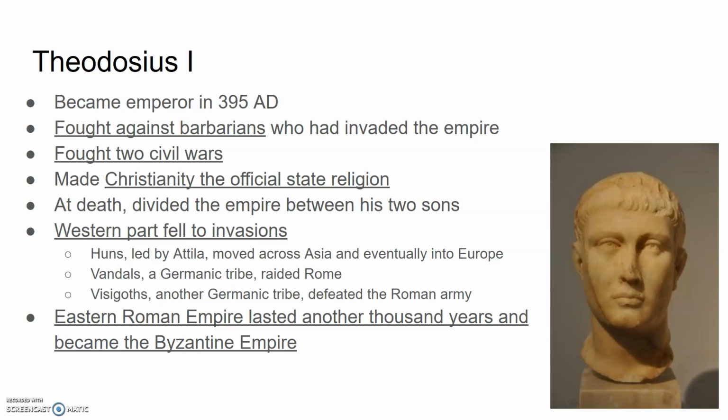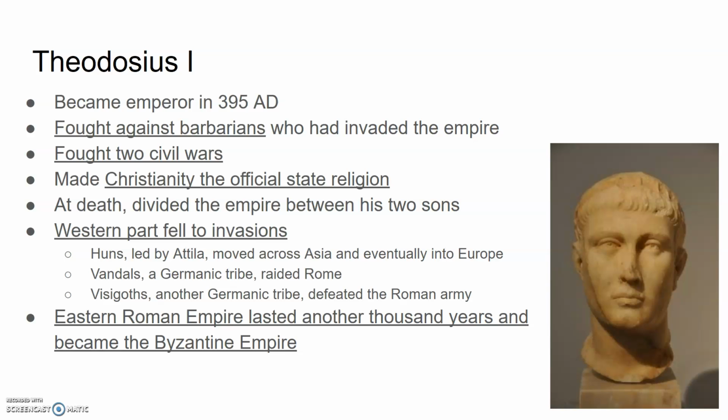All right, the last guy that we are going to talk about is Theodosius. Theodosius the First became emperor in 395 AD, and he fought several battles. At the beginning of his rule, he fought against barbarians, so people who were coming from outside into the empire. He also fought 2 civil wars. That is, wars where people were basically trying to take over control of the empire from him. But he ended up being victorious in those civil wars. In his fights against the barbarians, he never quite conquered them, but he did enough to push them out of the empire.